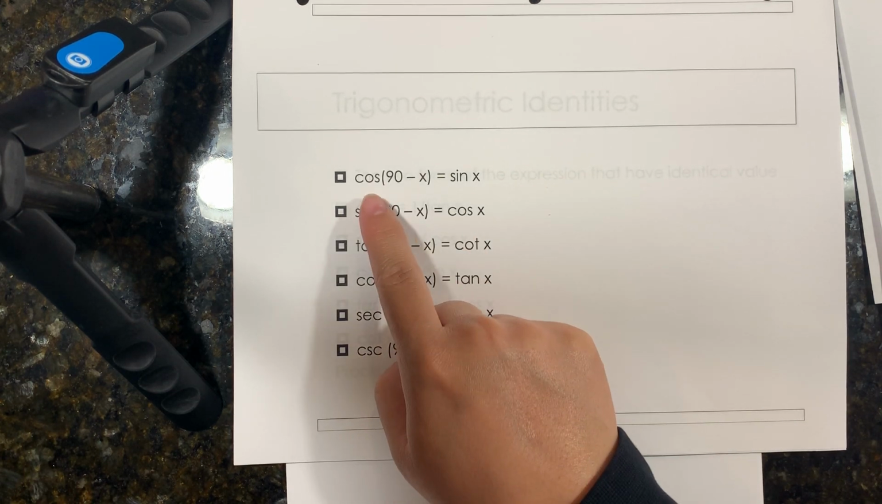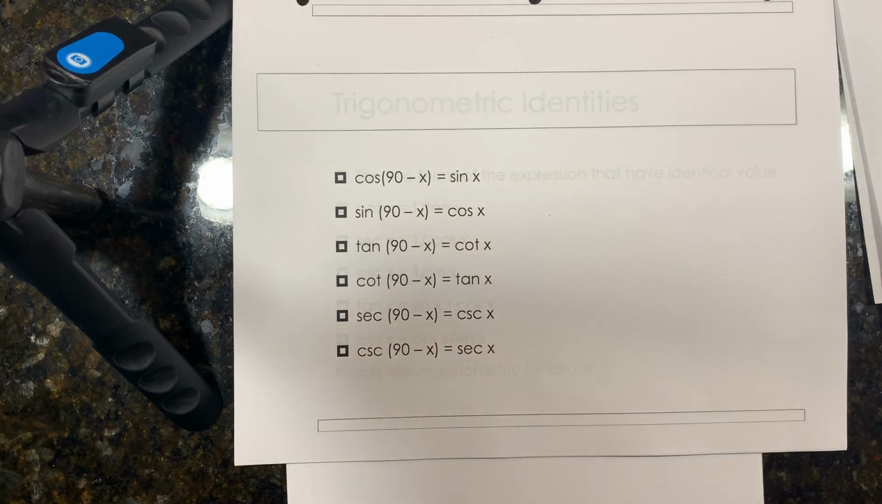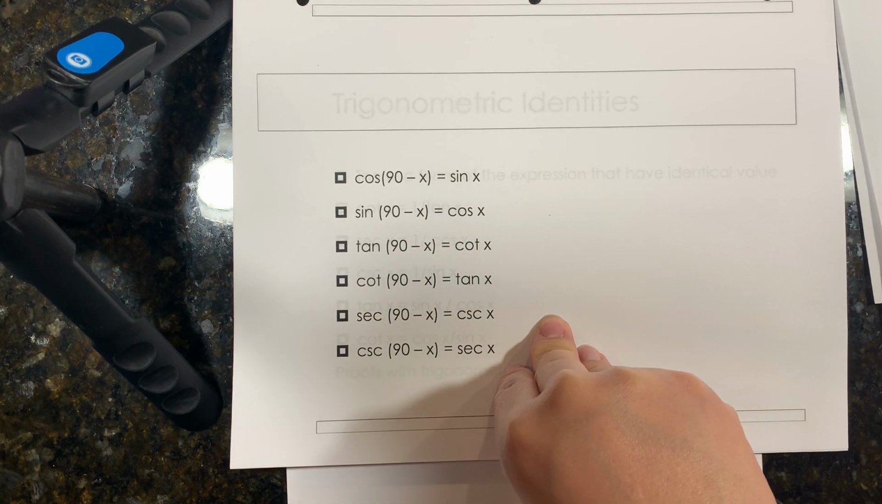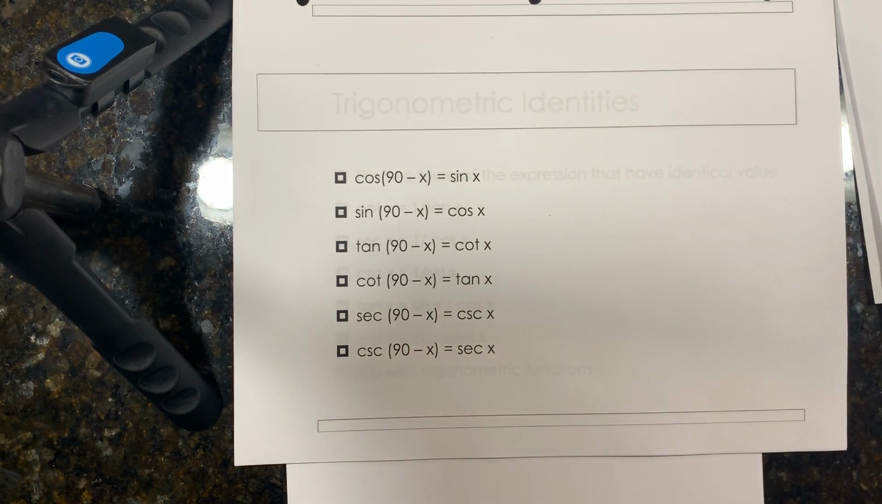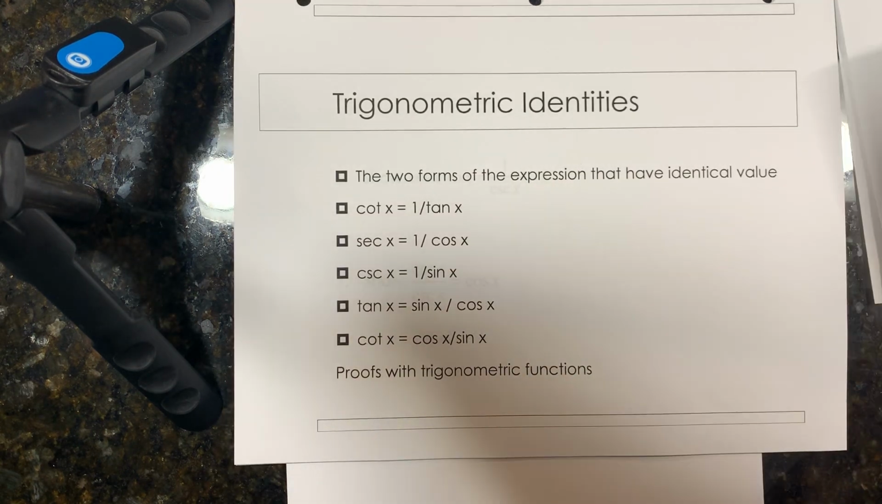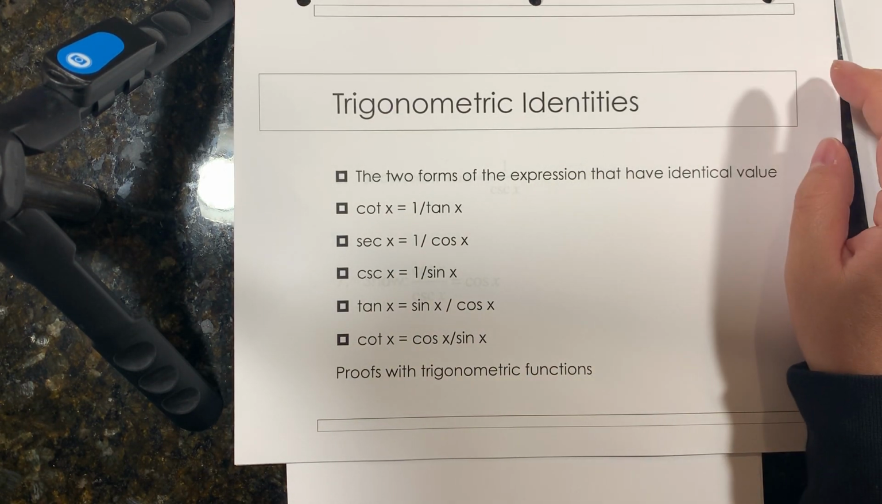So cosine of 90 minus x is equal to sine x. Sine of 90 minus x is equal to cosine x. Tangent of the opposite angle is equal to cotangent x. And then it's the same for the others. And we're going to be using all of these in proofs. So that's why you need to know it.